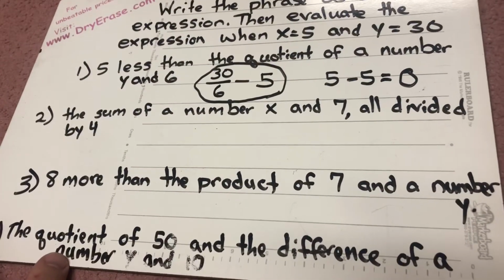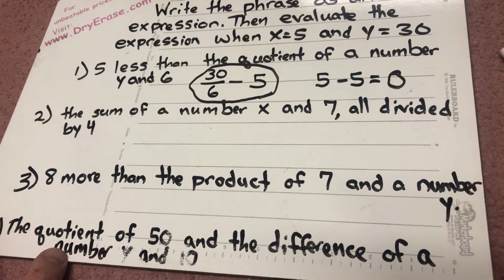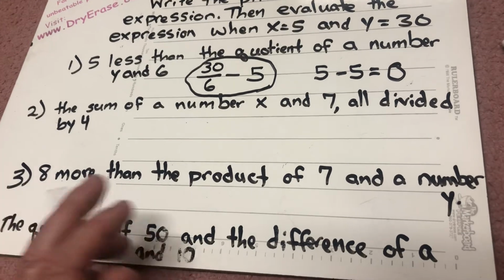This next one, the sum of a number x and 7 all divided by 4.